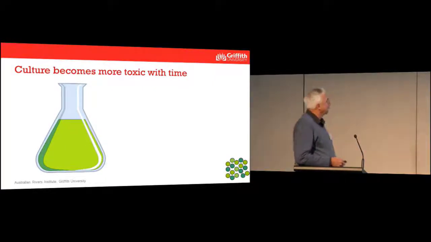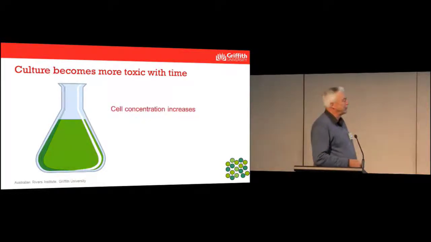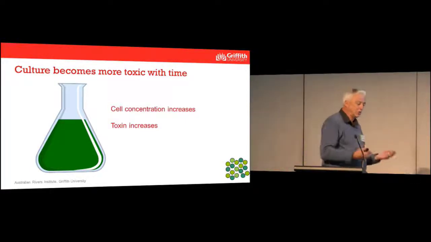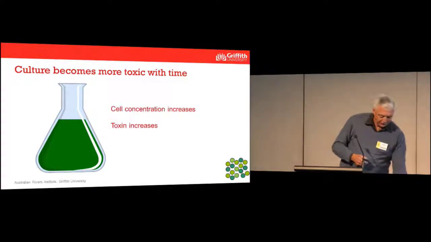Now we know that as we do a culture, over time our culture will get more toxic, the cell concentration will increase, but we also know that toxin increases. But what's actually going on in here? Do we actually know what's happening? We're getting more cells, we're getting more toxin, but what's that process that's going on in there?